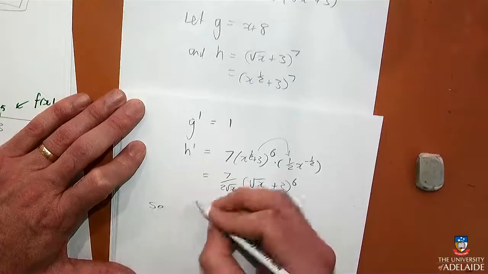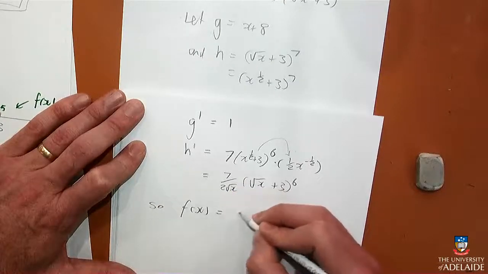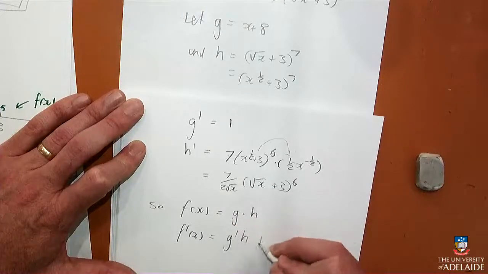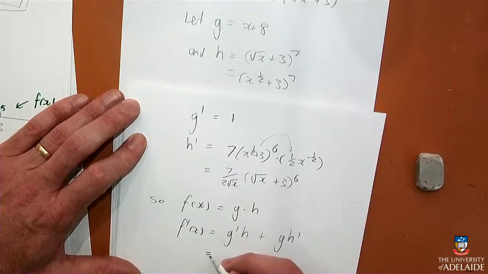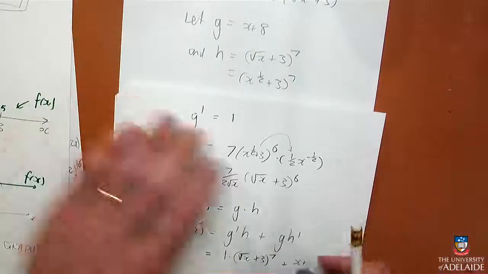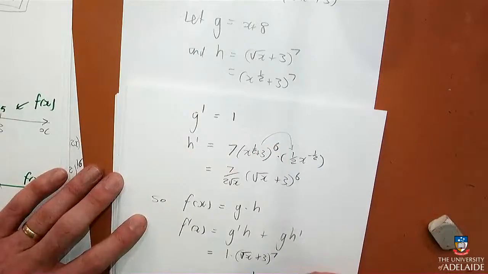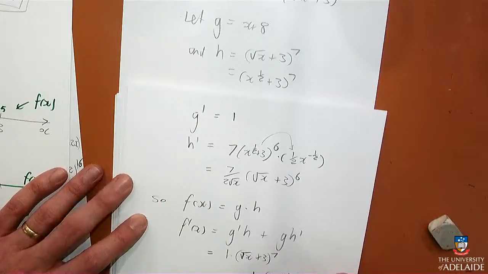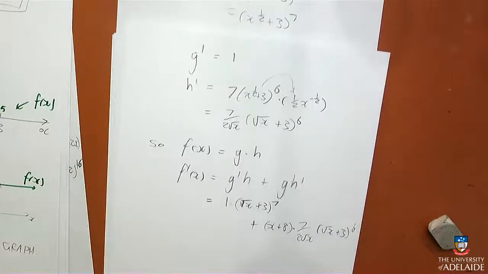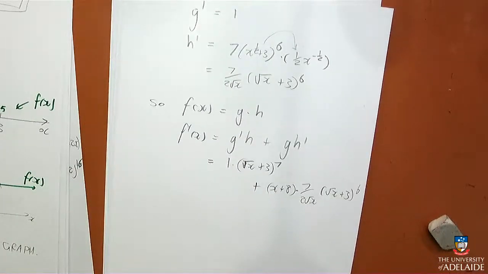Okay, so f of x is g times h, which means that f dashed x will be g dashed h plus g h dashed. And g dashed was 1, and h was root x plus 3 to the 7, and g was x plus 8. Oh, I'm not going to have space. g was x plus 8, and h dashed was 7 over 2 root x plus 3 to the 6. Whoops, sorry. Which is that? Not pretty, but there it is.